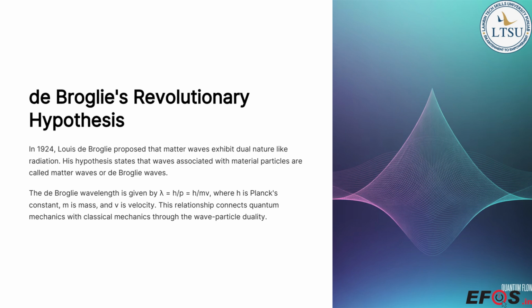In 1924, Louis de Broglie presented his revolutionary hypothesis. He proposed that just like light, matter also exhibits a dual nature. He called the waves associated with material particles matter waves or de Broglie waves. The key relationship is the de Broglie wavelength, λ, which is inversely proportional to momentum: λ = h/p = h/mv. This simple formula links the quantum world via Planck's constant h with the classical world via mass and velocity, m and v, and is the mathematical expression of wave-particle duality.